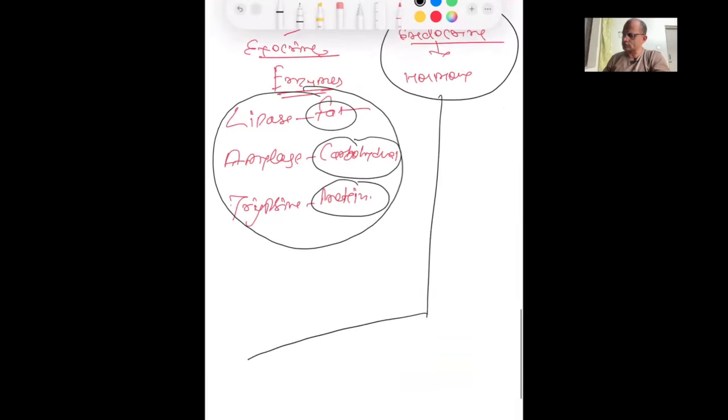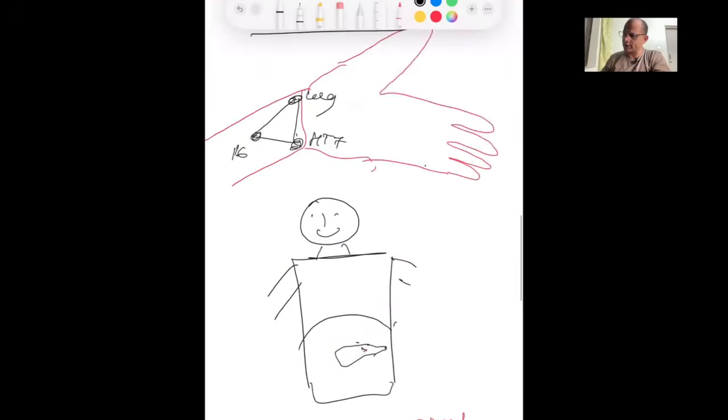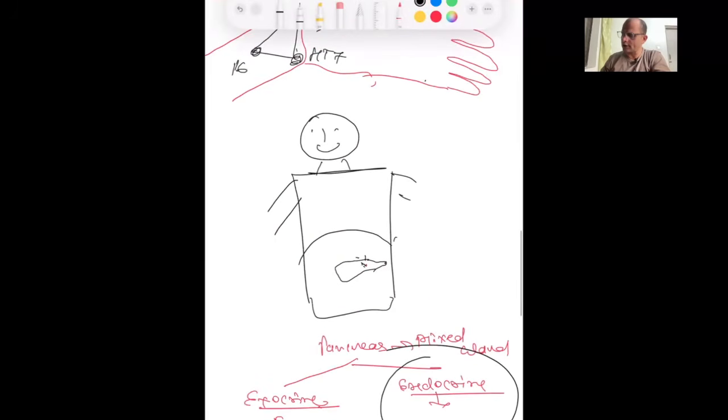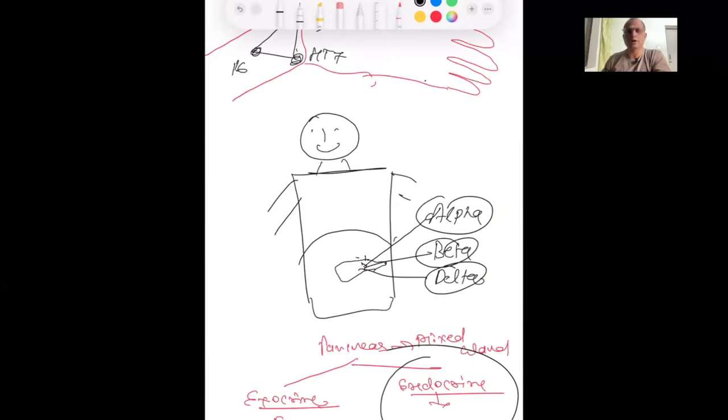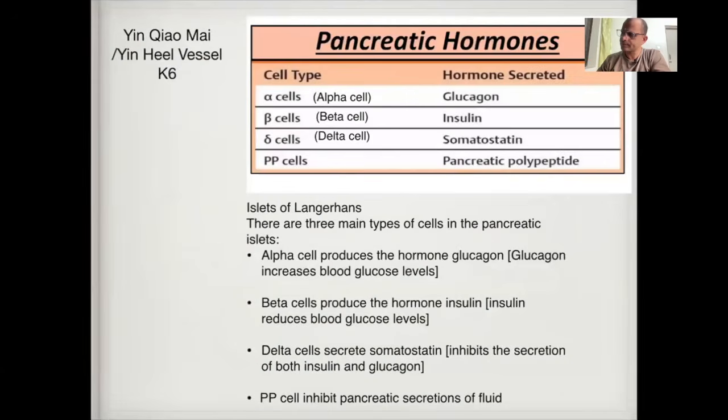Pancreas secretes many hormones. The endocrine part of the pancreas has alpha cells, beta cells, delta cells. There are many cells, alpha, beta, delta. They are secreting the hormones. Okay, so let's see here. You can see in this image, alpha cell secretes glucagon, beta cell secretes insulin, both are just opposite.